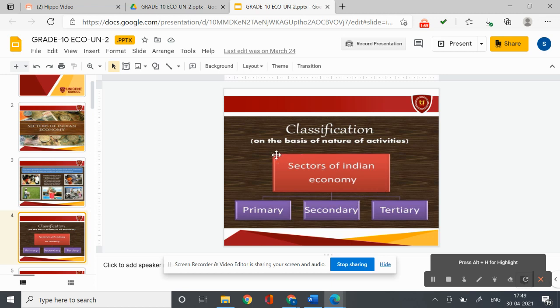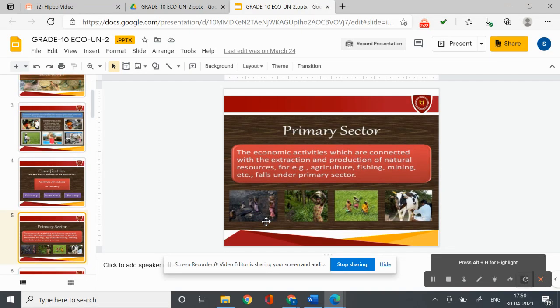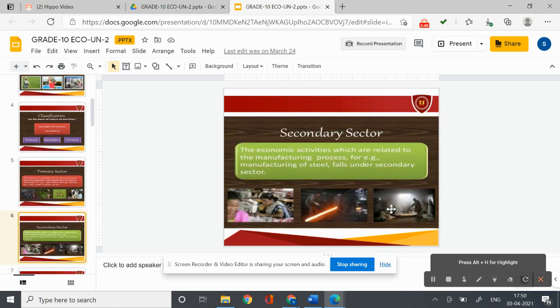Classification on the basis of nature of activities. So sectors of Indian economy are divided into primary sector, secondary sector and tertiary sector. When we produce a good by extraction and collection of natural resources, it is known as the primary sector. We can take the examples of agriculture, fishing, mining, and also dairy farming. These all fall under primary sector.